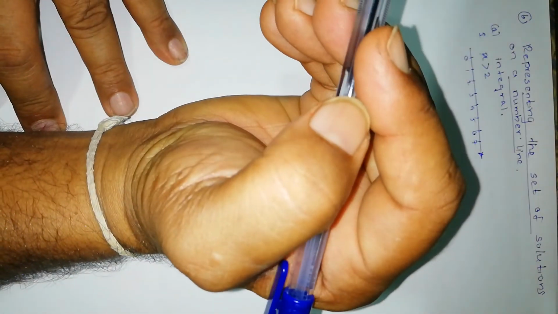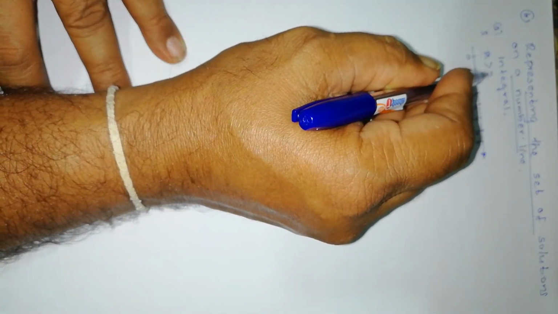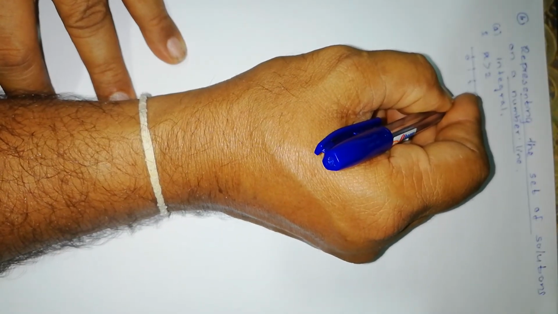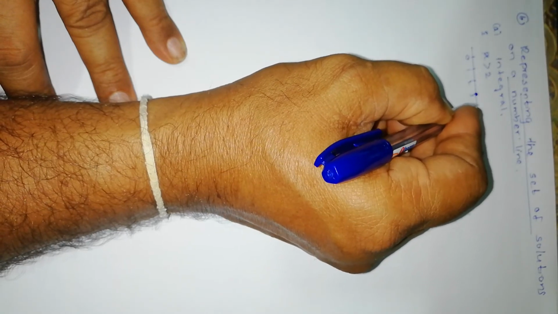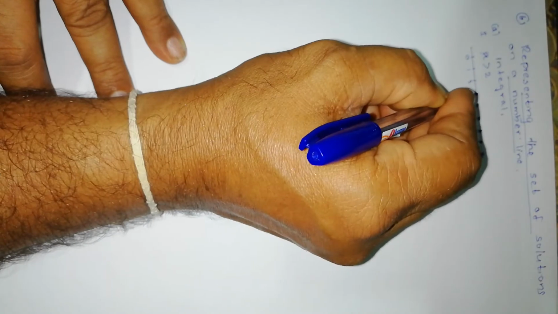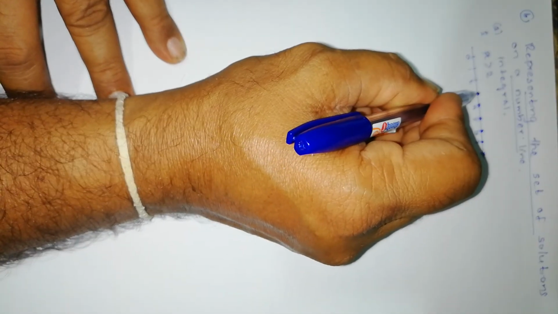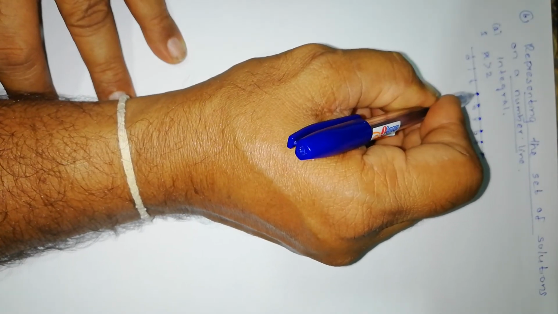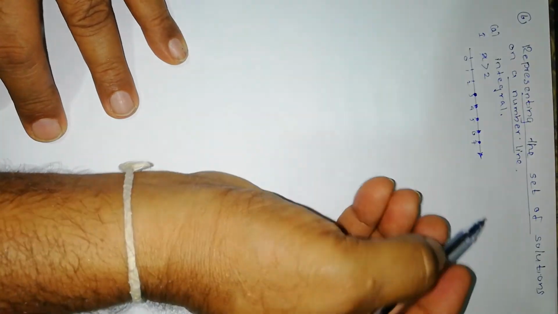What are the integral solutions which are greater than 2? Whole numbers which are greater than 2, children: 3, 4, 5, 6, 7. According to this number line, you have to color these points. You have to color on the point, not above or below. On the points 3, 4, 5, 6 and 7.